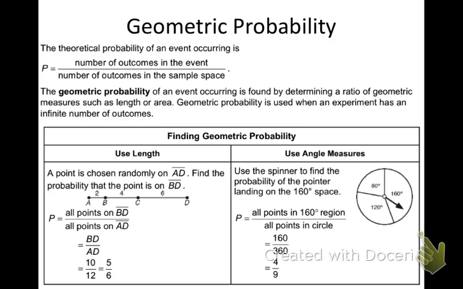A lot of times they use quarters. Flip a quarter, what's the probability of getting a heads? 1/2. Those type of probabilities, right? Well, today we're going to talk about geometric probability. So we're talking about geometric shapes and geometric reasonings with respect to probability.